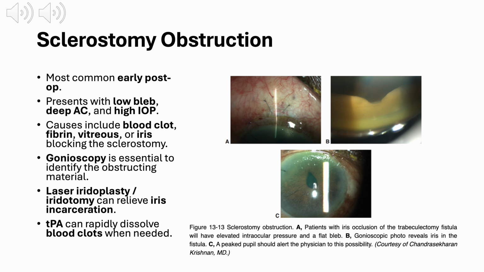If the iris is involved, laser iridoplasty, or small peripheral iridotomy, can free it from the ostium and re-establish flow. If a clot is the problem, tissue plasminogen activator can rapidly lyse it and reopen the fistula. Fibrin plugs may respond to steroids or TPA as well. Vitreous obstruction is less common and usually indicates a zonular or capsular issue, sometimes requiring anterior vitrectomy. The key is early recognition. The longer the blockage sits, the higher the risk of scarring at the flap and long-term failure of the bleb.